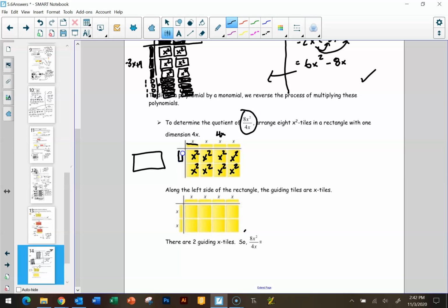Well, clearly we have to have a rectangle, otherwise it's not going to match this side, right? So if we broke it up, what we're left with is 2 of these x tiles here, which means our answer would be 2x. So there are 2 guiding x tiles, and these would be the guiding x tiles. And we decided that after we broke up this into that, the result over here was 2x.